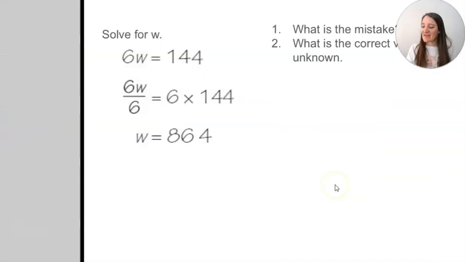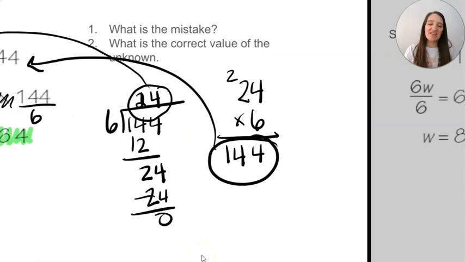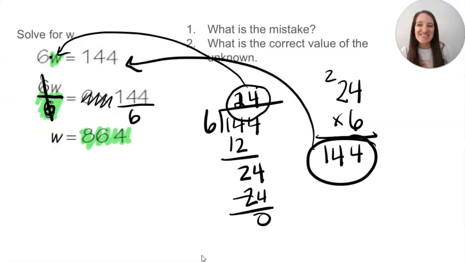Okay, that is how you are going to use multiplication and division to solve one-step equations.